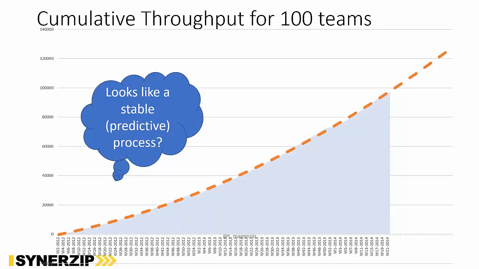So an example might be roughly what will the throughput be for our 100 teams in 6 months' time. And often we look at a cumulative view of throughput delivered by teams, and you can see that this sort of growth looks like a nice predictable process. That's great, we can be pretty good at forecasting what our total throughput's going to be in 6 months' time, because this is nice and stable.